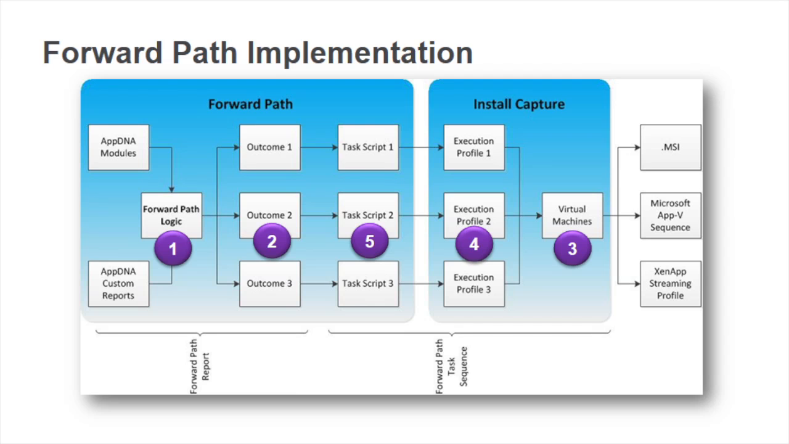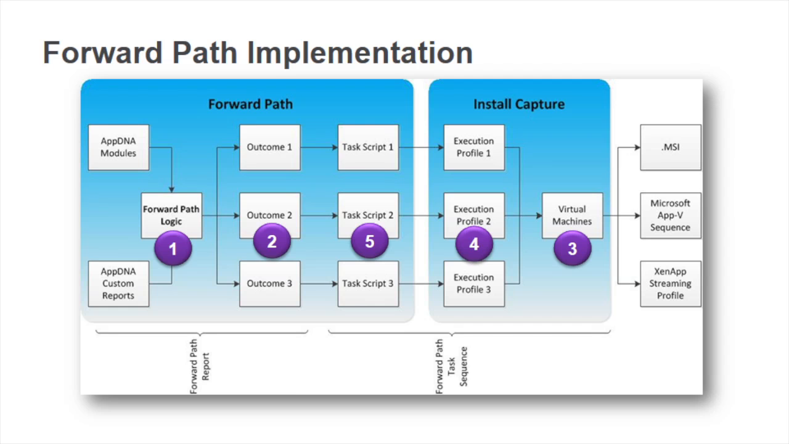Number 3 is the VM. We configure the VM with the requirements of install capture and more. Number 4 is the execution profile. As for the AppV implementation, we need to import the execution profile for AppV version 5. Note that the AppV sequencer version 5 execution profile is included in the AppDNA 6.3 package.